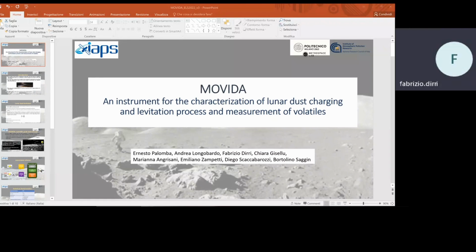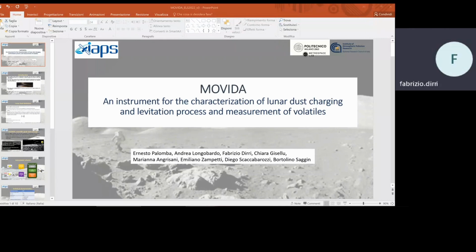We have MOVIDA, an instrument for the characterization of lunar dust charging and levitation process and measurement of volatiles. So I show you the concept and the development of the MOVIDA instrument for the characterization of lunar dust charging and levitation process and measurement of volatiles.